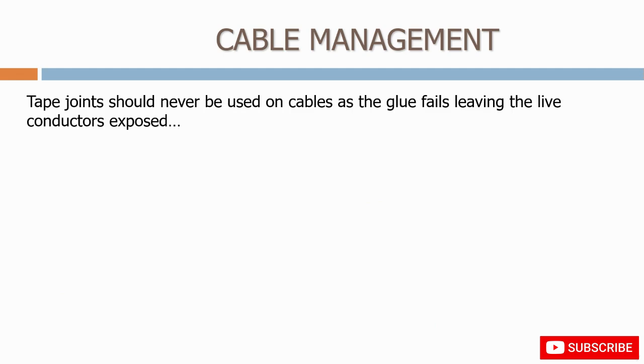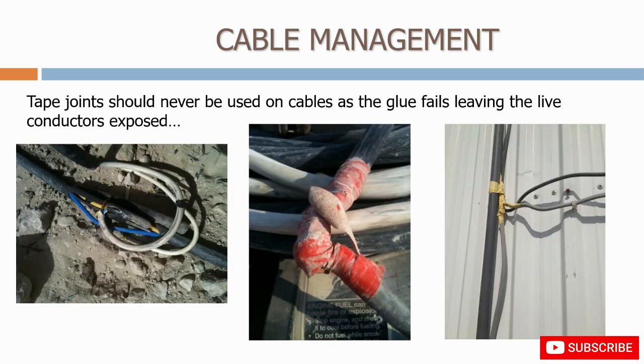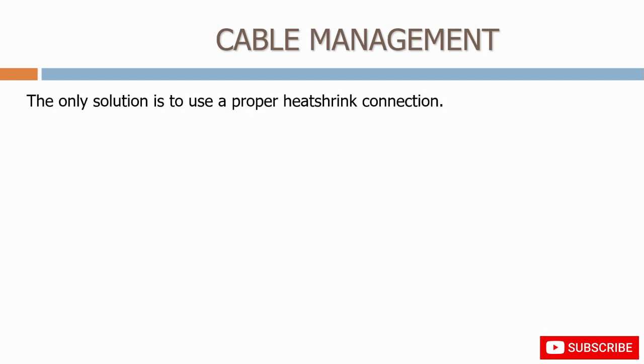Tape joints should never be used on cables as the glue fails, leaving the live conductors exposed. Here's some examples of some poor quality tape joints. The only solution is to use a proper heat shrink connection.